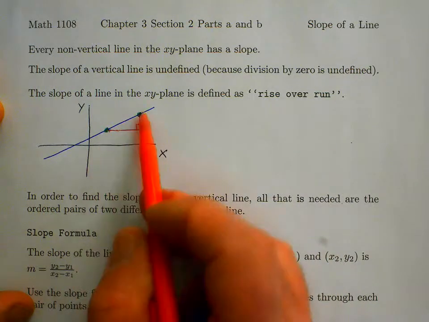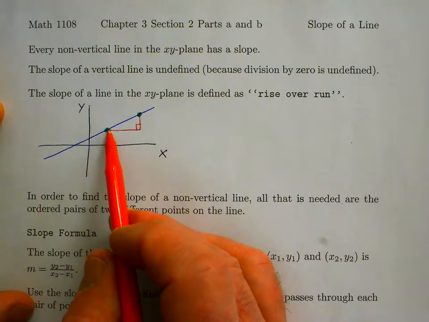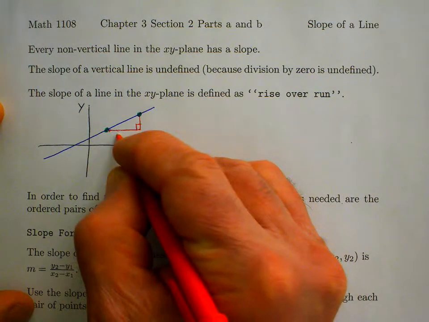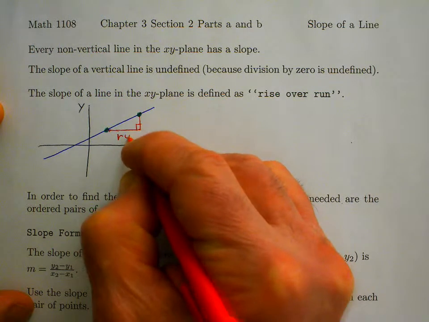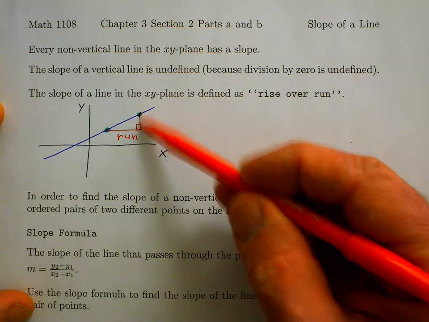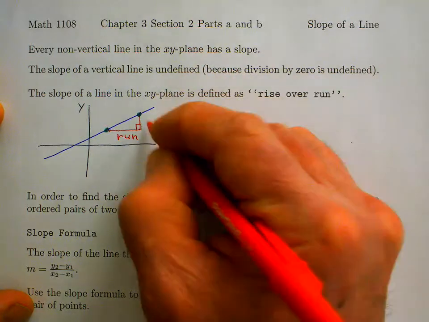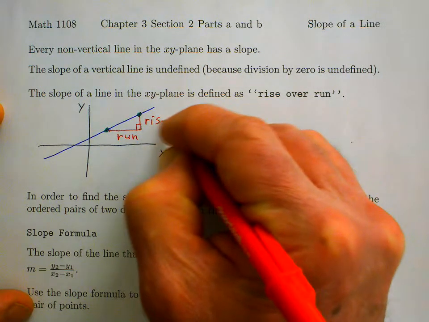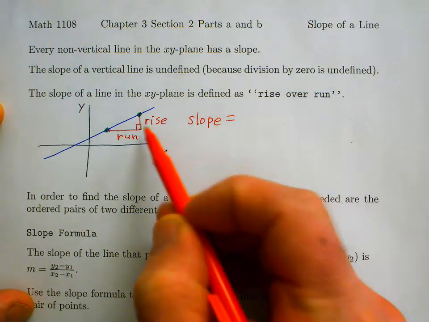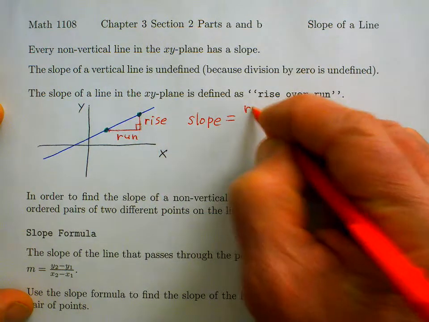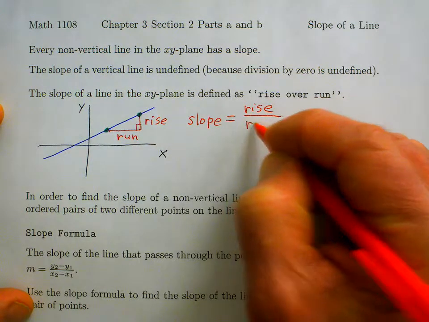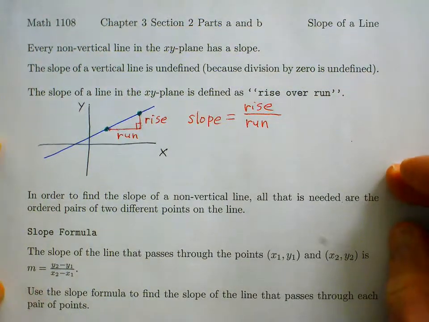So between these 2 points, we define the run as the length of this horizontal line segment. That's a horizontal movement. And the vertical line segment is the rise. And so the slope is just the rise, whatever that happens to be, divided by the run. Rise over run.